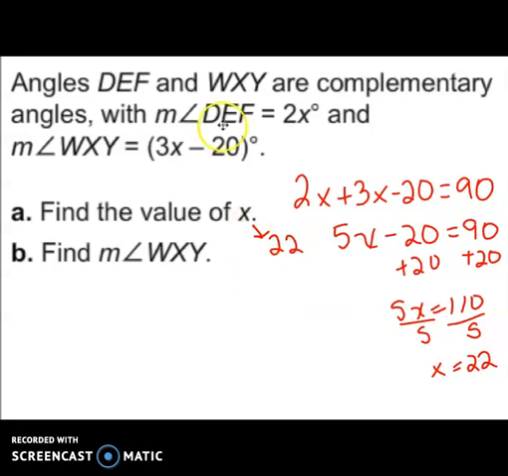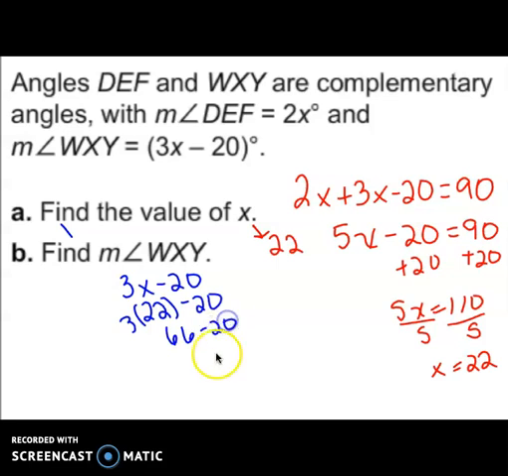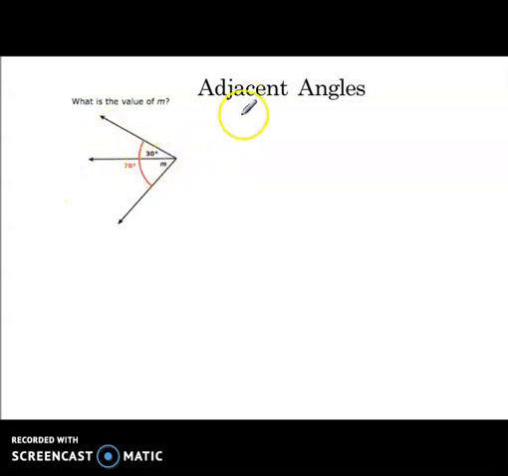However, we also need the measure of WXY. So we know it was 3x minus 20. We have to sub in 22 for x, and we get 66 minus 20 equals 46. So the measure of angle WXY equals 46. The next example, adjacent angles.